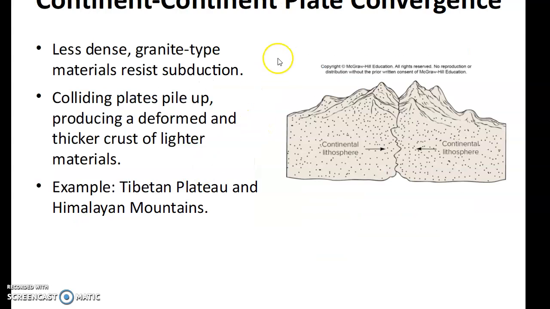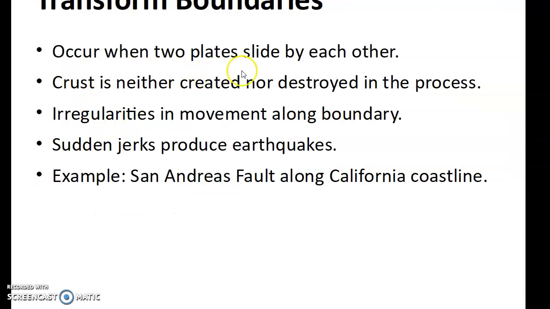And then the continent plate convergence: less dense granite material rises up, resists subduction. Plates collide, pile up, and produce a deformed, thicker crust of lighter materials. Examples of this are the Tibetan Plateau and the Himalayan mountains. And then the transform is when two plates slide by each other, right? The crust is neither created nor destroyed. Irregularities and movements along the boundaries, sudden jerks, produce earthquakes. The fault line across the California coastline is an example of that.